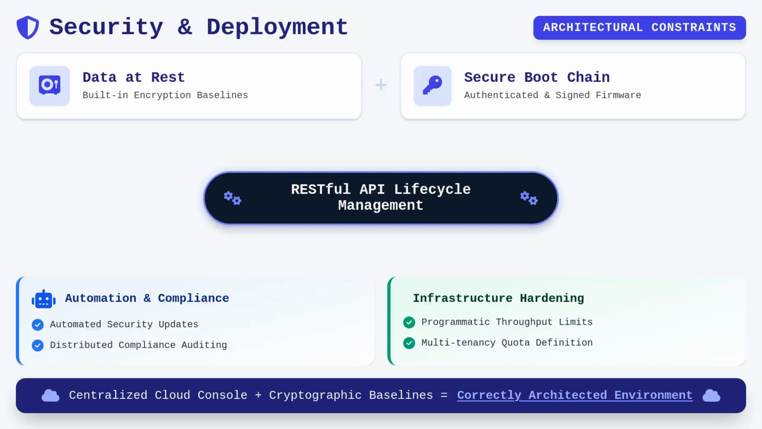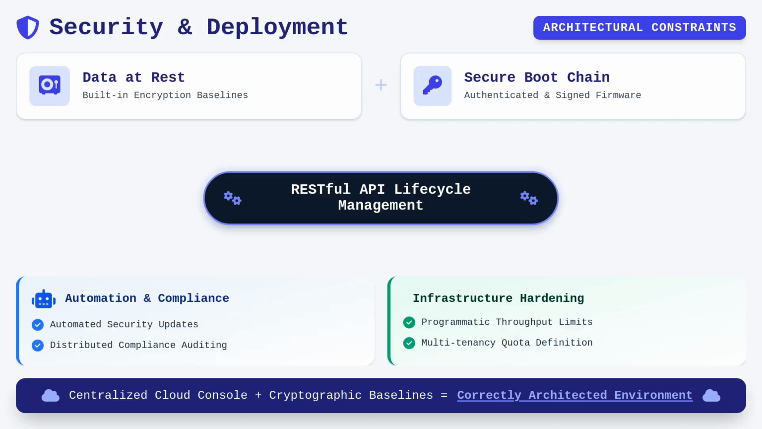In terms of security and deployment, the architectural constraints dictate strict cryptographic baselines that must be adhered to during the initial commissioning phase. Every Alletra system includes built-in encryption of data at rest, but the more critical aspect is the secure boot chain that ensures only authenticated, signed firmware can execute within the storage nodes. You will find that the integration of RESTful APIs into the lifecycle management flow is not just an administrative convenience, but a mandatory requirement for automating security updates and compliance auditing across a distributed infrastructure.